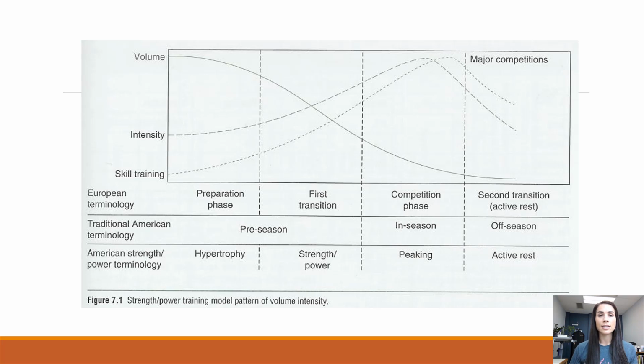What you see on the x-axis is the change in time, and then on the y-axis you have volume and intensity, as well as skill. But the 2 things I really want you to pay attention to are volume and intensity. And you can see that regardless of which terminology you're using, whether it's European, American, traditional or American power strength, everyone has their own terminologies. Regardless of which one you're looking at, the trend is the same. So you see as time goes by with this linear-based model, you see an increase in intensity, and then you see a decrease in volume, and that it peaks during that competition phase. Okay? Super important that you understand that that's what happens in this linear-based model.